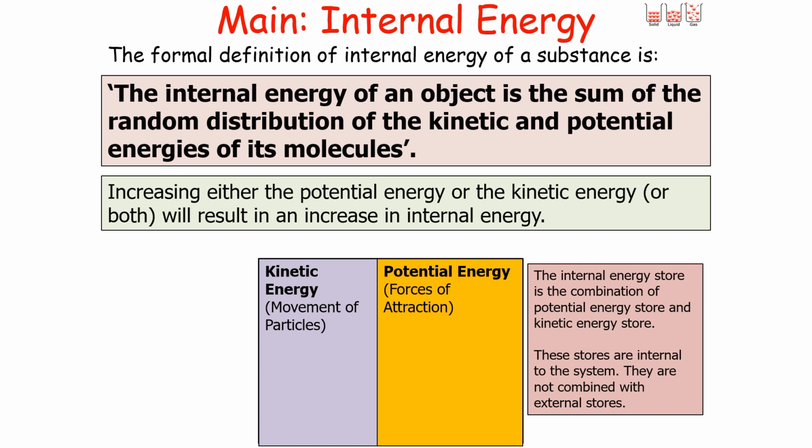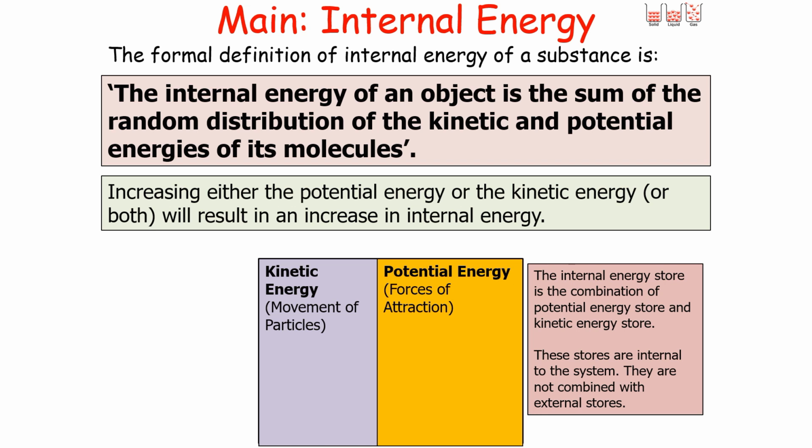Now the formal definition of internal energy is that the internal energy of an object is the sum of the random distribution of the kinetic and potential energies of its molecules. So increasing either the potential or the kinetic energy store or both will result in an increase in internal energy. It's important to note that the internal energy store is a combination of the potential and the kinetic energy stores, and these stores are internal to the system and they're not combined with external stores. So don't confuse the kinetic energy of the particles with the kinetic energy of the object itself moving.